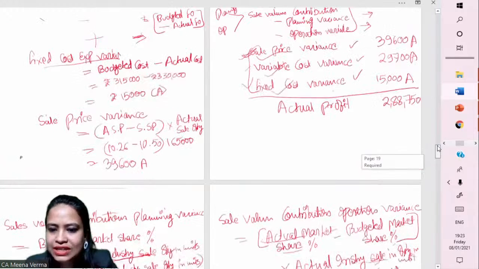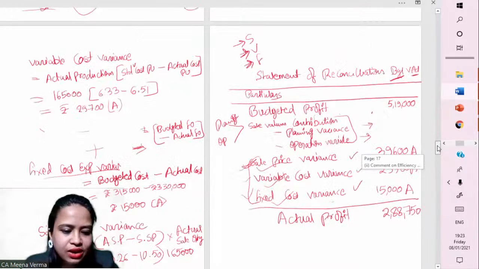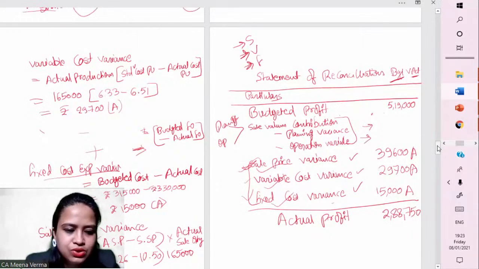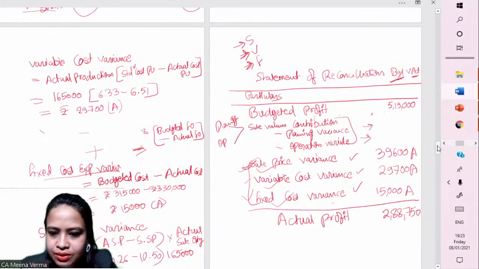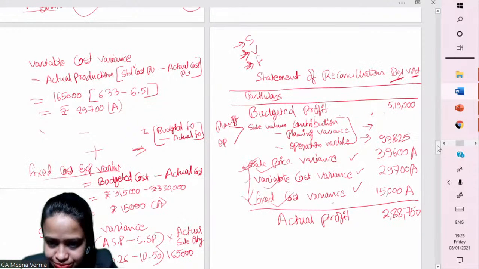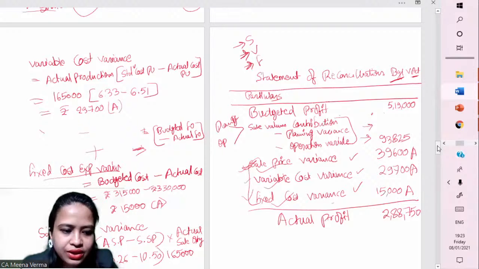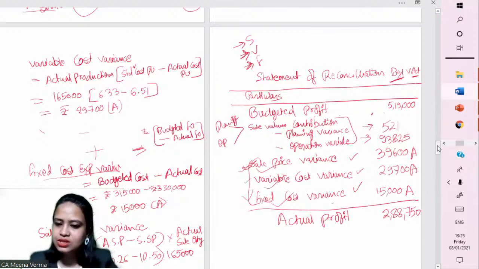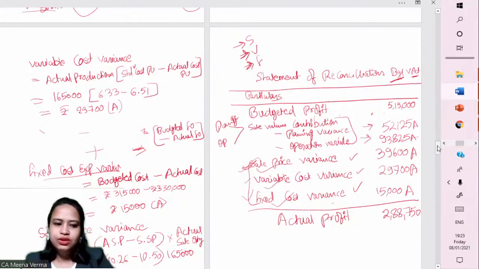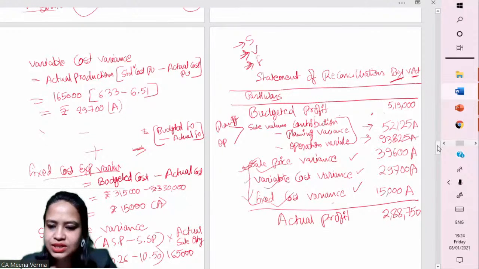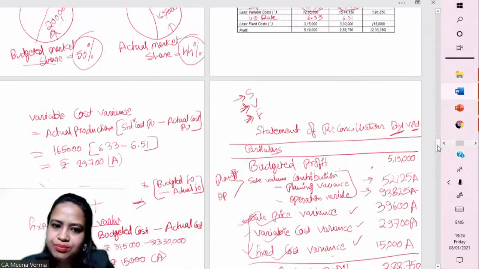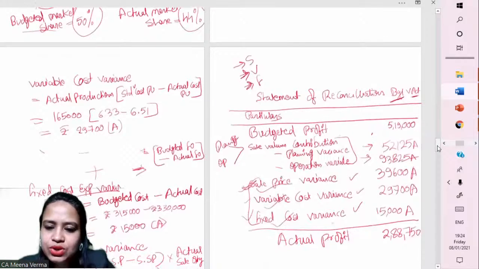So you will put these values at this place and you will get the answer. So this is the operation variance, 93825. Planning variance is 52125 as given by all of you. These are the values. So this way you can prepare a reconciliation statement, right? Okay, simple question.